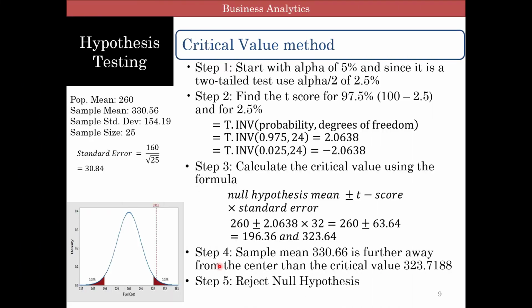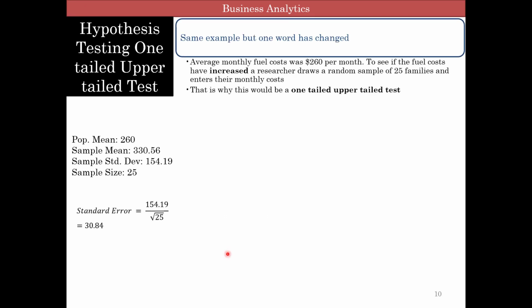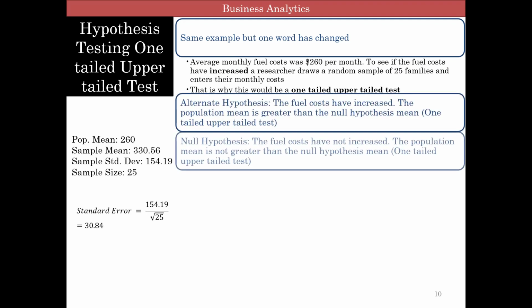All right, so we looked at a two-tailed test where your sample mean was on the right-hand side. Now we're going to look at a one-tailed upper tail test, then we look at a lower tail test, and then we look at a two-tailed test where the sample mean comes on the left-hand side. So same example, same data, but we are changing one word. We're saying instead of fuel costs have changed, we are saying it's increased. Therefore, now this becomes an upper tail test.